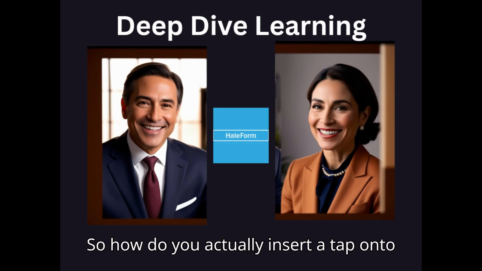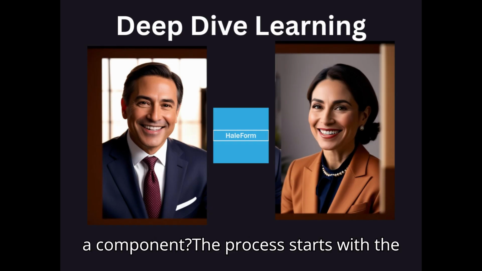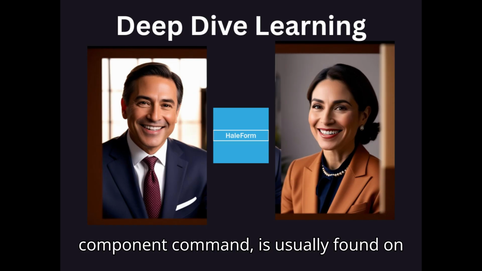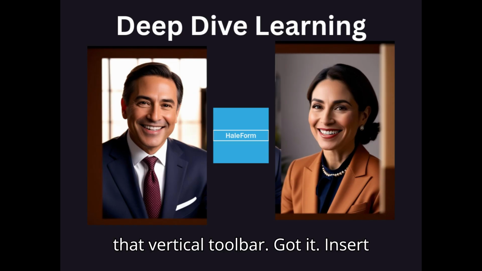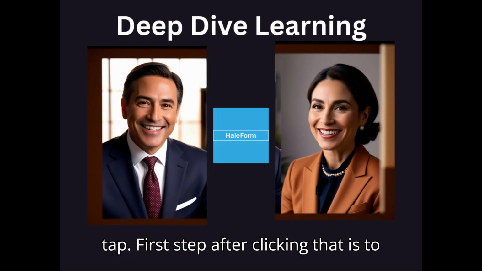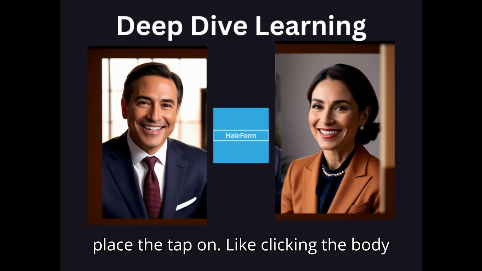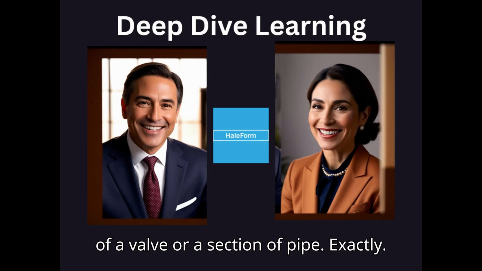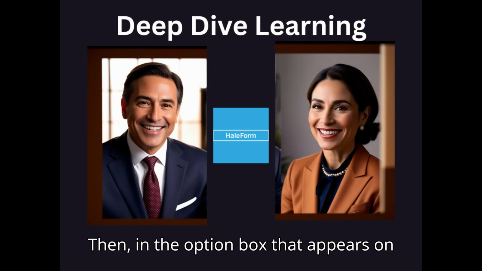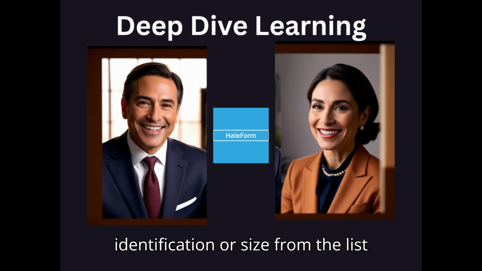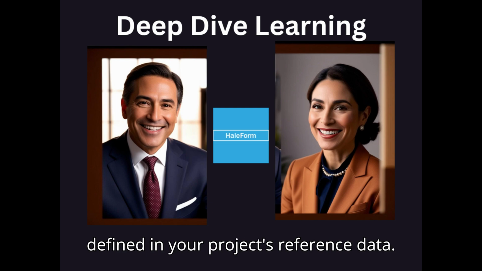So how do you actually insert a tap onto a component? The process starts with the Insert Tap command, which, like the component command, is usually found on that vertical toolbar. Got it. Insert Tap. First step after clicking that is to select the specific component you want to place the tap on. Like clicking the body of a valve or a section of pipe. Exactly. Then, in the option box that appears on the ribbon, you'll choose the desired tap identification or size from the list defined in your project's reference data.